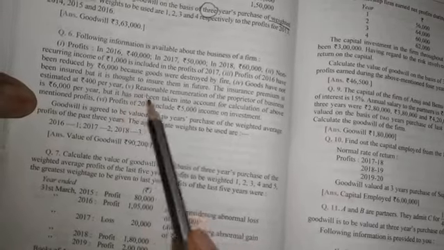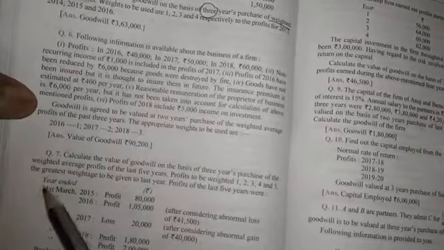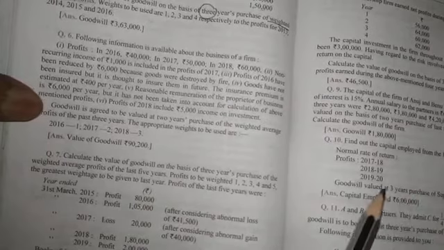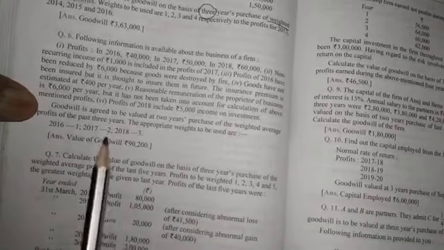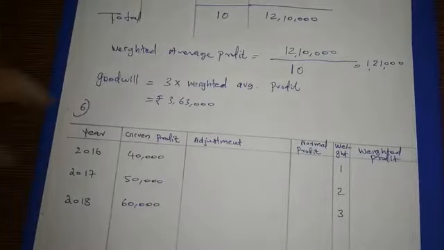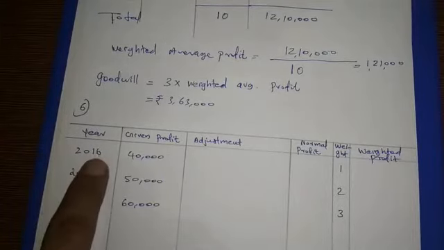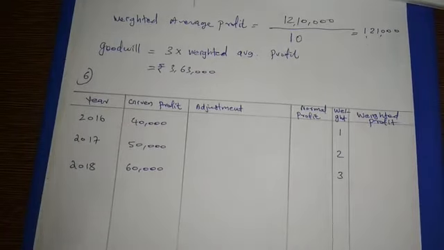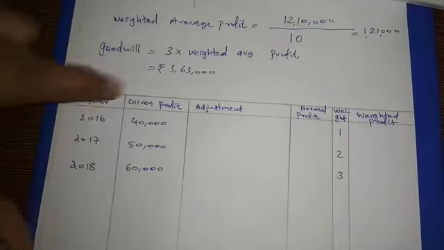So it is better to read the question one more time. You can pause the video now and read it once more, then only you can understand properly. I am going to the solution part. It is question number 6. The profits of the 3 years are given, which I have already written here, that you can see.